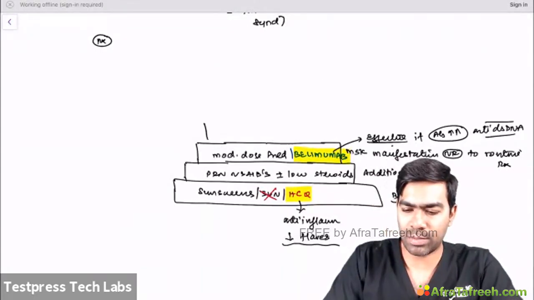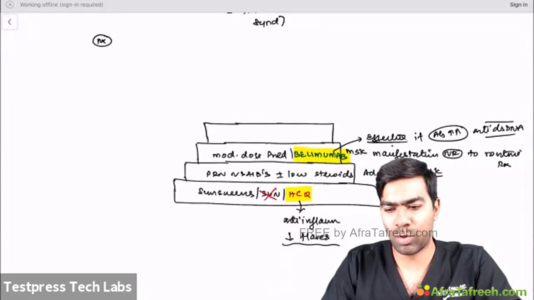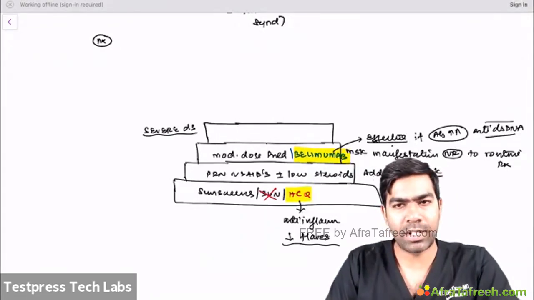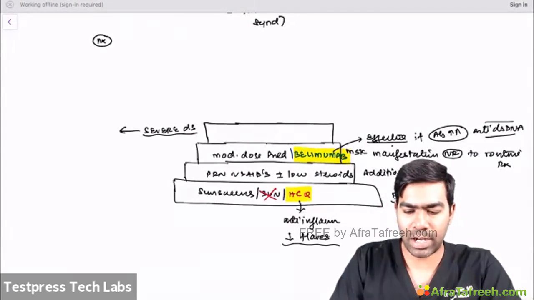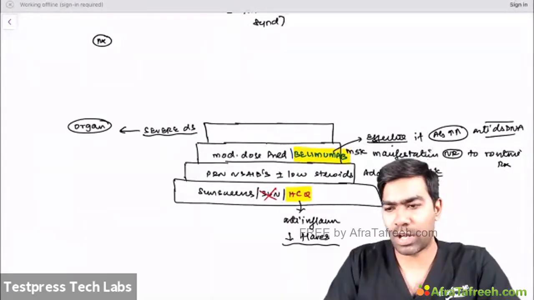Now we are going to the next part of the regimen, where you are constructing more. So now you're going to add more therapy. If the patient is having severe disease, so now we had moderate disease, now the patient is having severe disease. What do you mean by severe disease? The patient is having some kind of systemic organ involvement. So what organ involvement can you have?